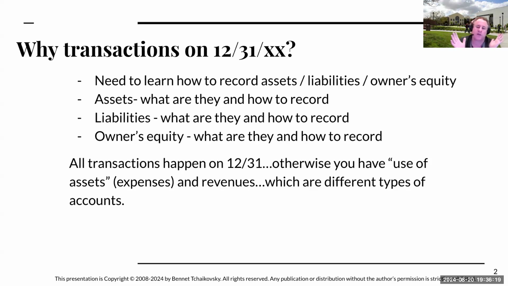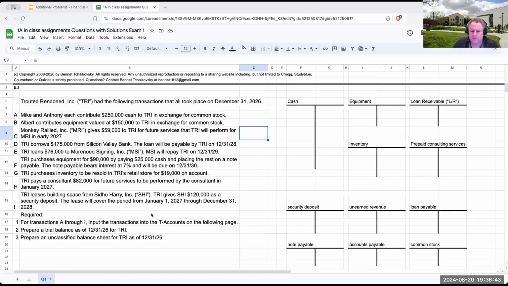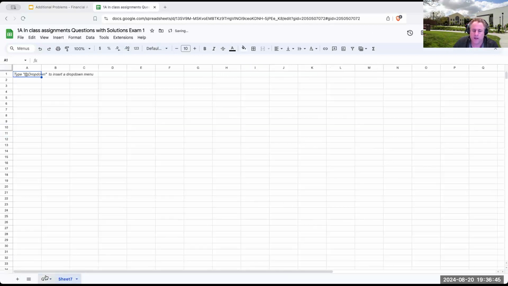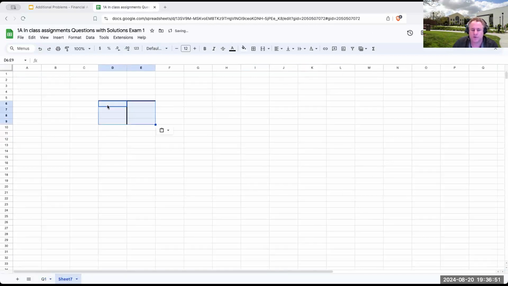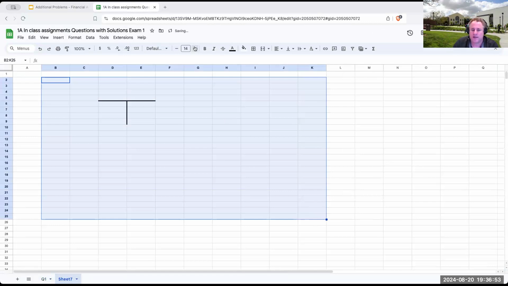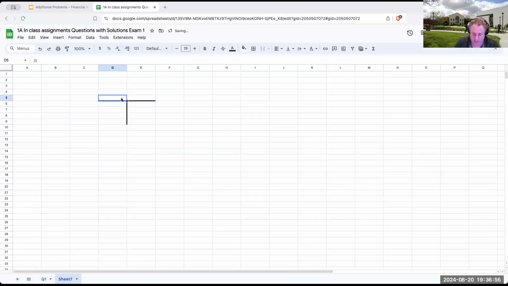It's completely unrealistic because all the transactions are taking place on one day, December 31st. If we didn't do it this way, we would get into some problems. However, from a learning standpoint, when you're learning accounting, using T accounts is by far the best way to go, because it helps me get the answers that I am seeking.